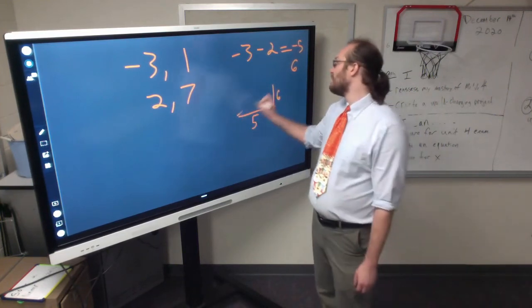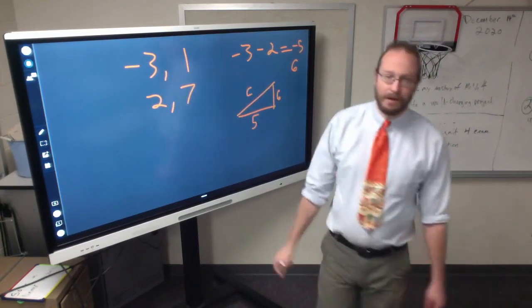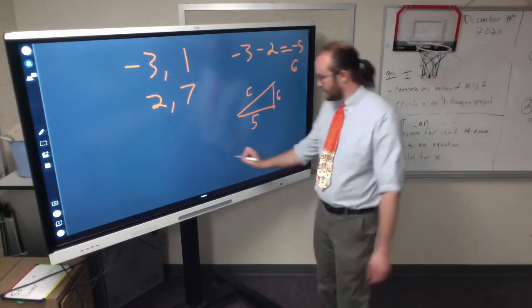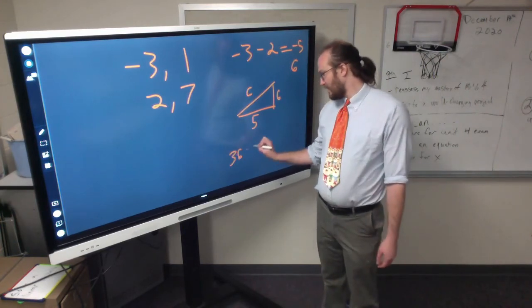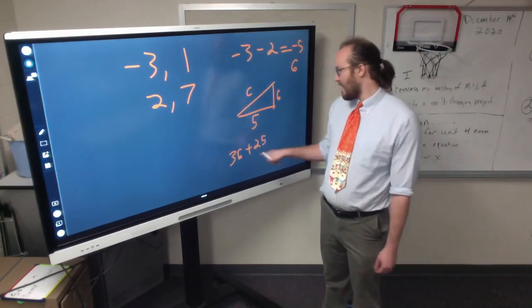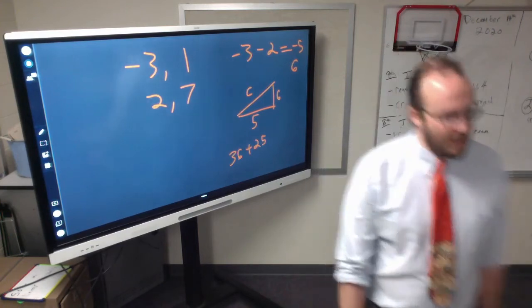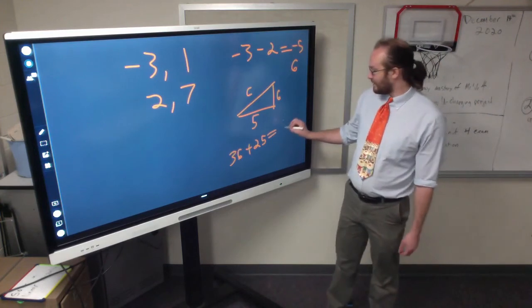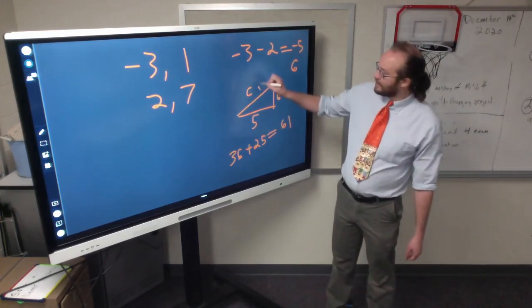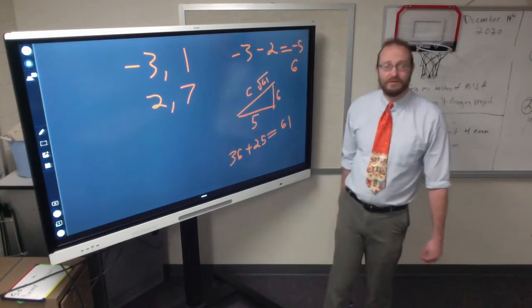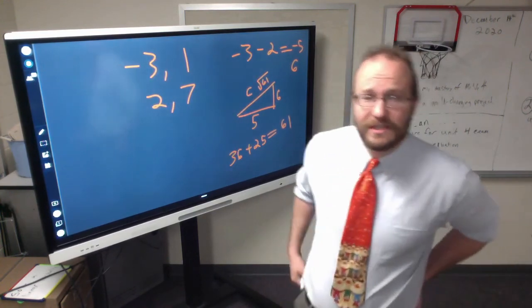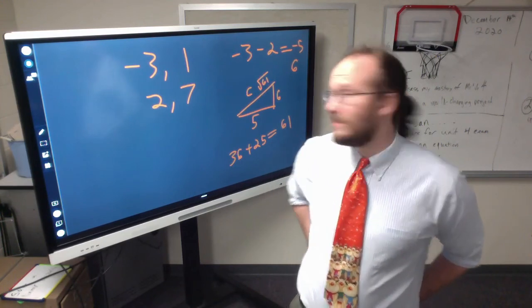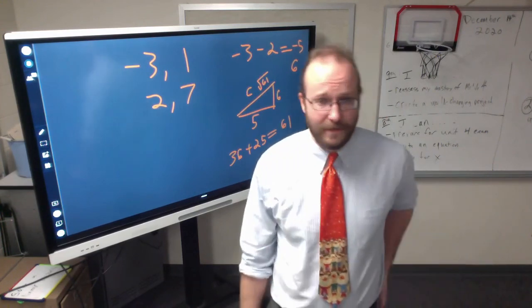And once again, we would need to find our hypotenuse, or the longest side. So 6 squared is 36. 5 squared is 25. And when we add those two together, we get 61, which once again, great work, Mr. Cartwright. 61 is not a perfect square. So C is just going to equal the square root of 61. So the distance between the points (-3, 1) and (2, 7) is the square root of 61.